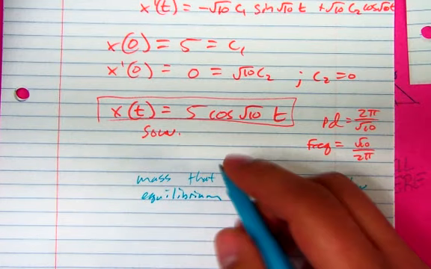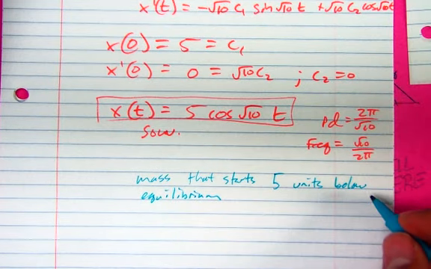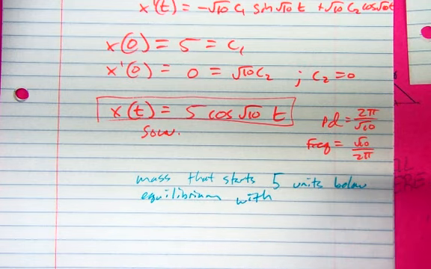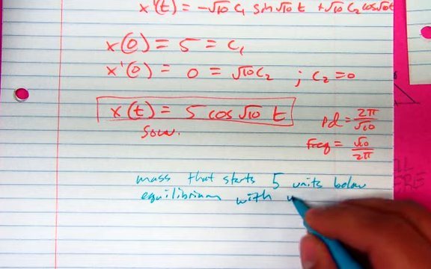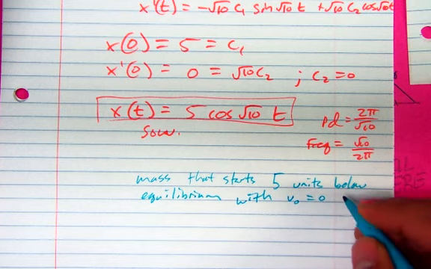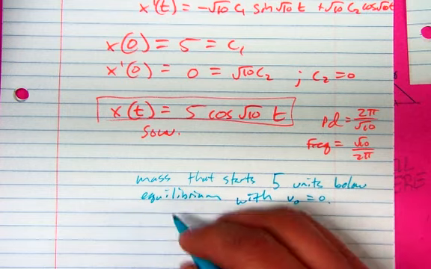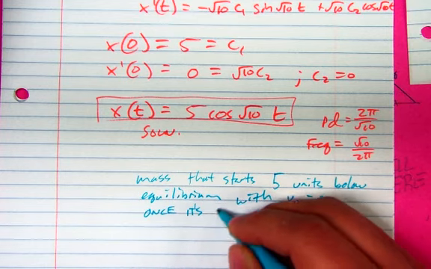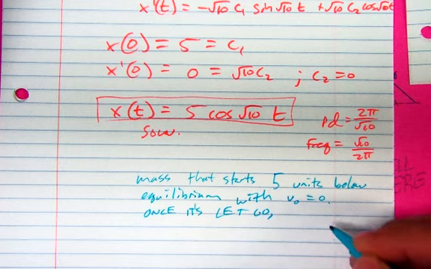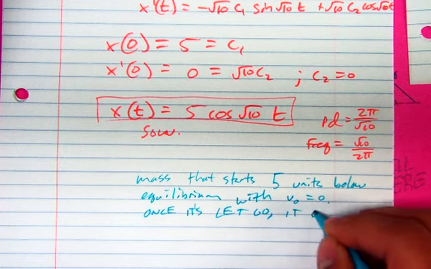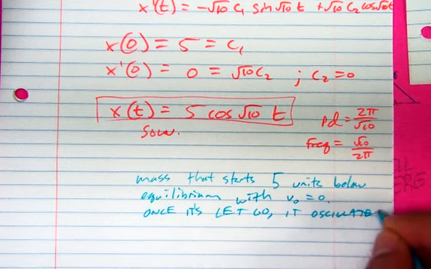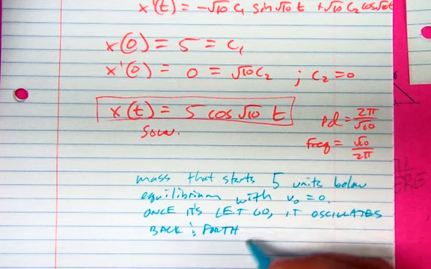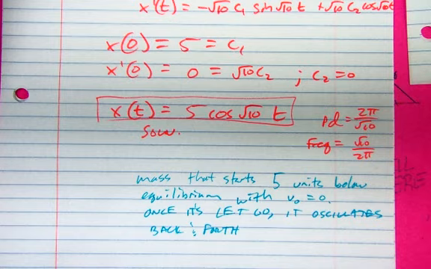It's been a while. A mass that starts 5 units below equilibrium with what velocity? 0. So initial velocity is 0. And once it's let go, it oscillates back and forth, according to the equation that we just figured out.